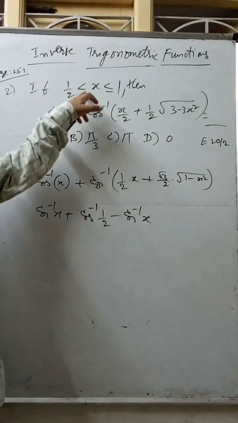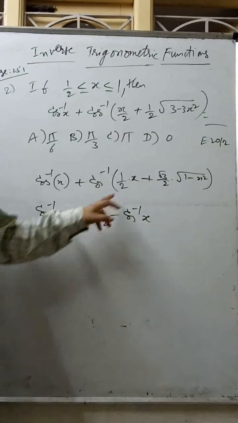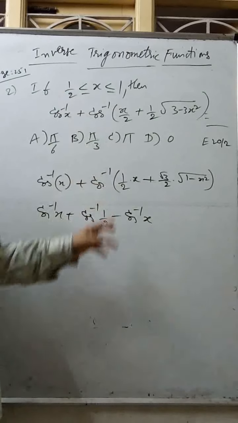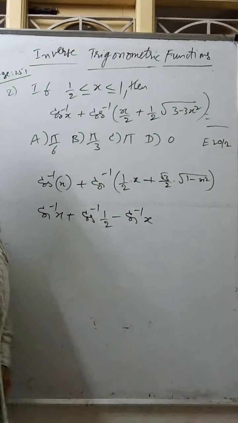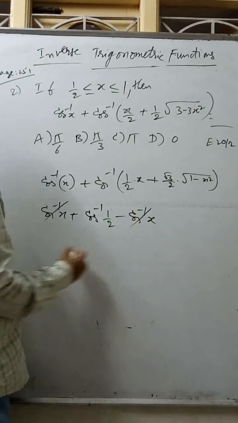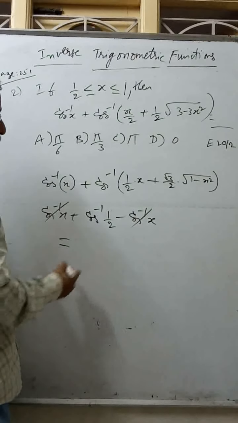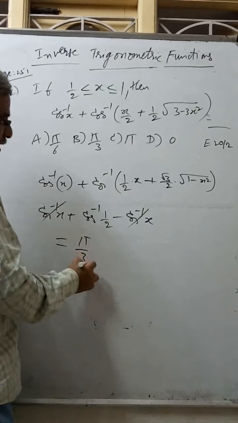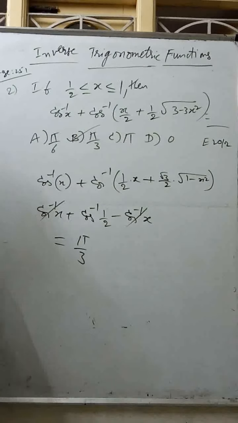Here x is 1 by 2 to 1, but this is only 1 by 2. So x is more than 1 by 2, that's why I am writing cos inverse 1 by 2 minus cos inverse x. So these two get cancelled. Left out is cos inverse of 1 by 2. Cos inverse 1 by 2 becomes 60 degrees, that is pi by 3. So our option is B.